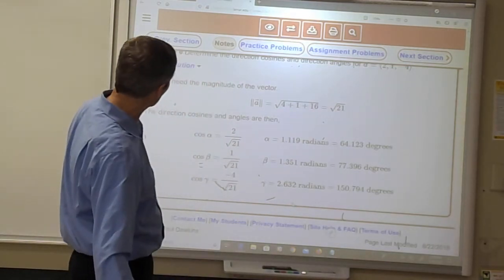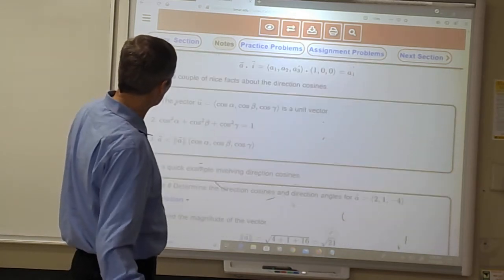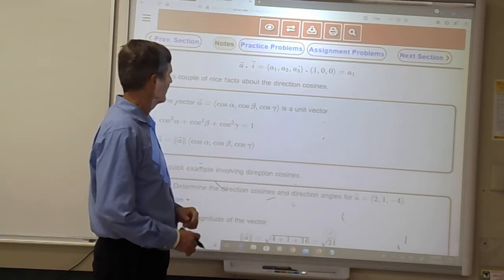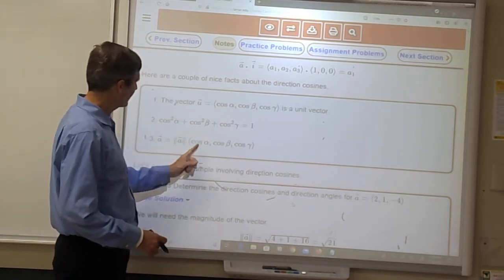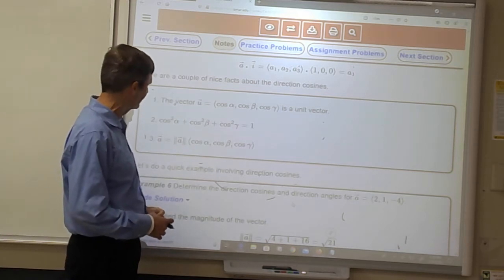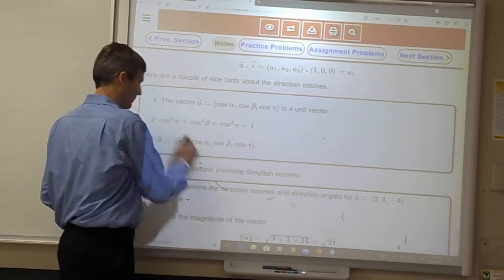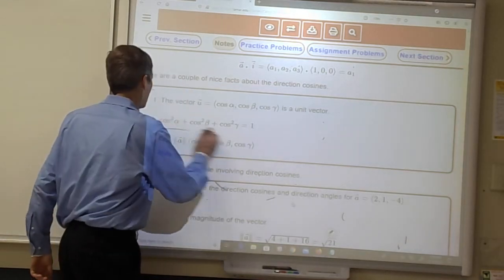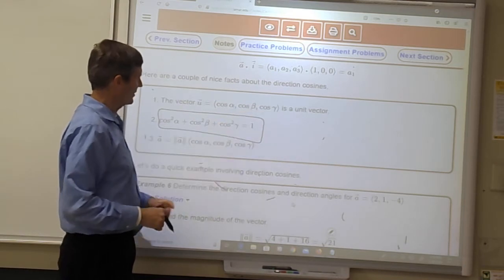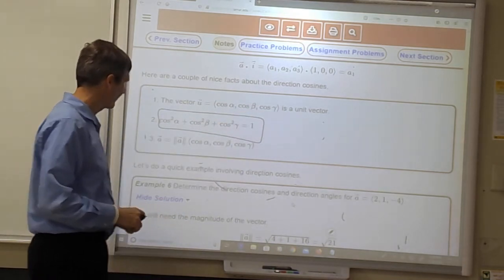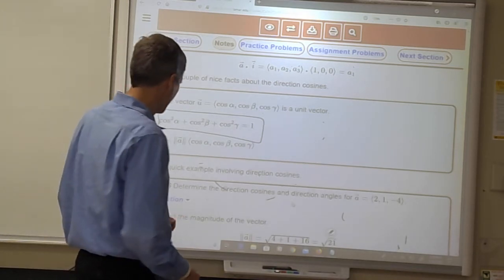And what's more, we have this nice theorem that comes up occasionally. The three direction cosines form a unit vector in the direction of a. You can take the length of a times this unit vector and recover the vector. So this is a theorem. The length squared of this is 1, and therefore the length of this is also 1.